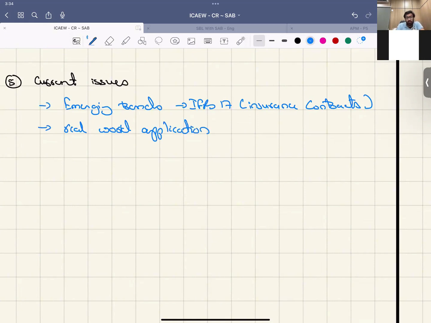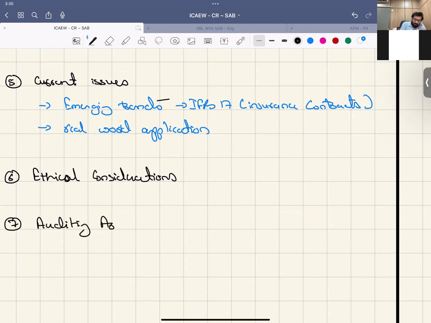So this is then ethics, one of the areas. Ethics and ethical dilemmas, or we can say ethical considerations, are part of it. That's definitely the one. And then we have the seventh and the last one, that's auditing areas.